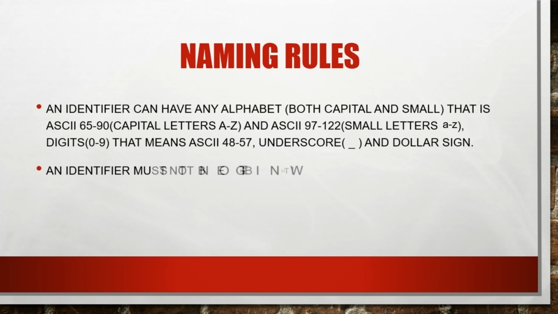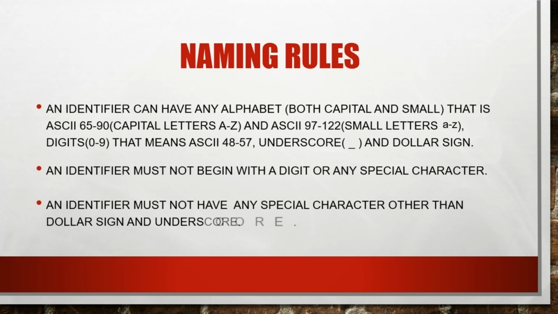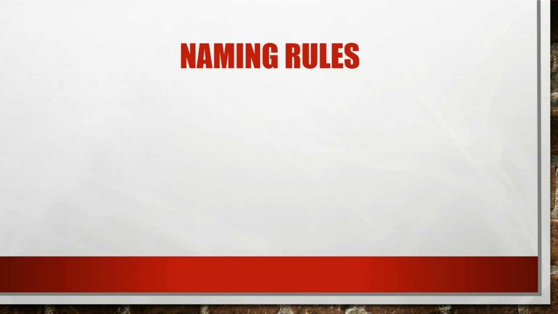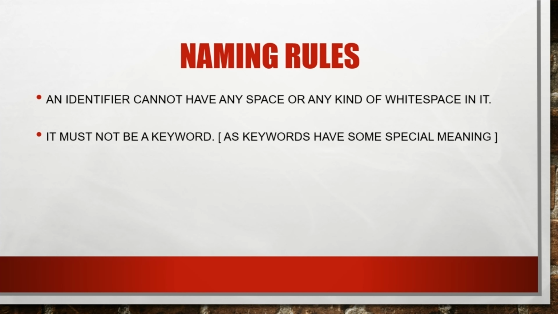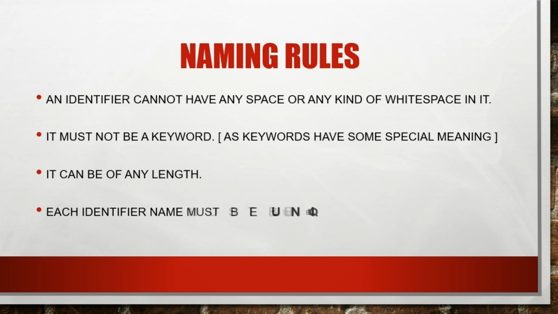Then, an identifier must not begin with a digit or any special character. Then, an identifier must not have any special character other than the $ sign and underscore. Then, an identifier cannot have any space or any kind of white space in it. Then, it must not be a keyword, as keywords have some special meaning. Then, it can be of any length. Lastly, each identifier name must be unique, that is, no two identifiers can have the same name.